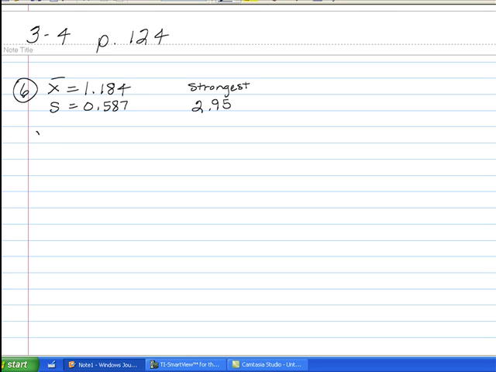What is the difference between the magnitude of the strongest earthquake and the mean magnitude? So the magnitude of the strongest minus the mean magnitude gives us 1.766. Okay, part B, how many standard deviations is that, the difference found in part A? So we want to take 1.766 and divide it by 0.587, and that's 3.01.